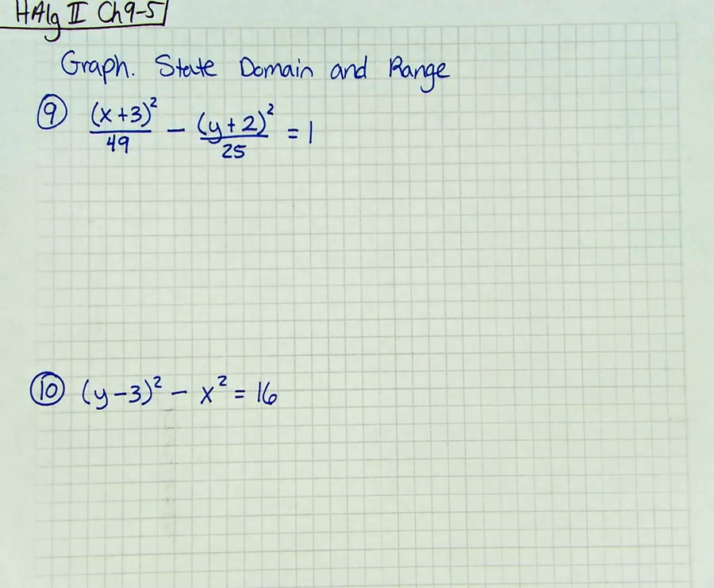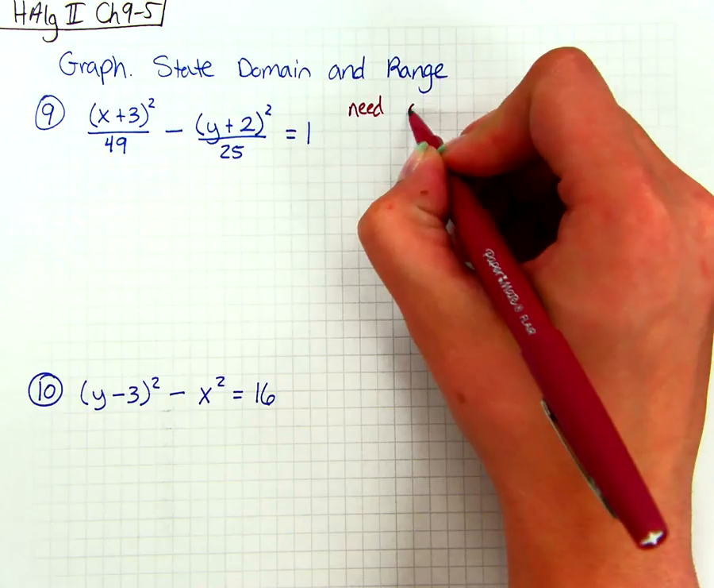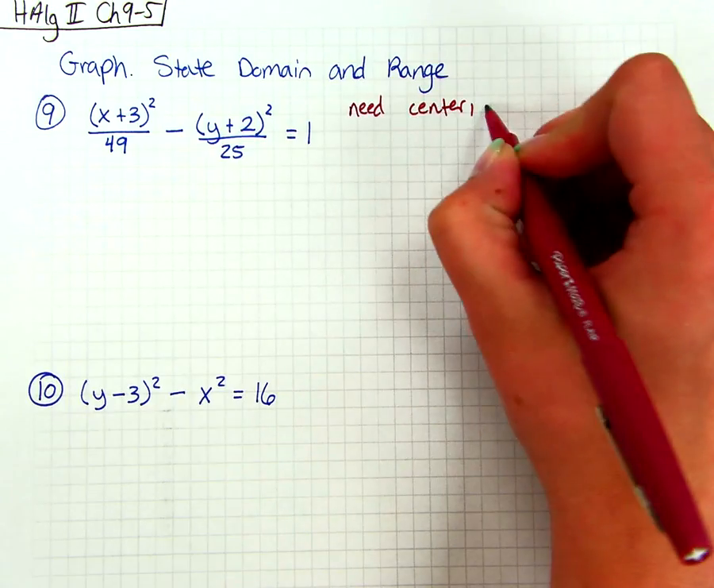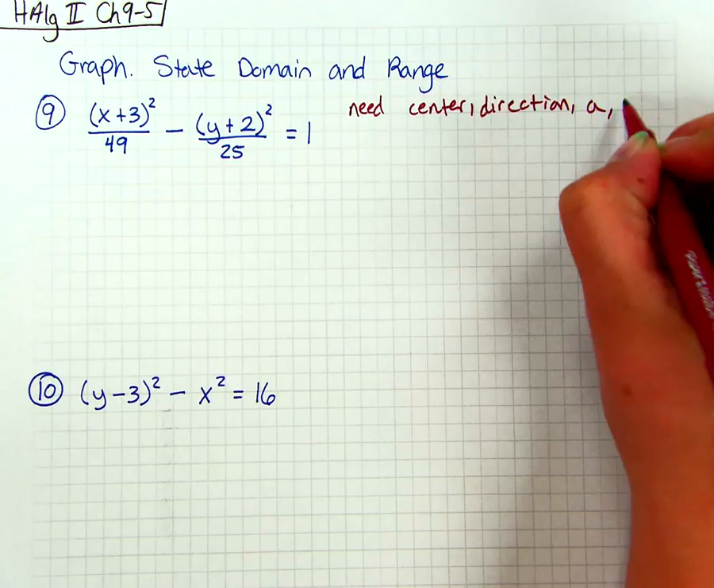In the last part of the lesson, we're going to talk about how to graph a hyperbola. And again, we're just going to review how to find the domain and range from the graph. So to graph, we need to know the center, the direction, A, B.